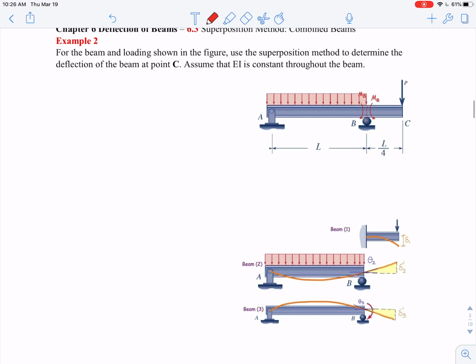You can split it into 3 beams as shown here. This is beam 1, beam 2, and beam 3. For beam 1, you just need to use a simple equation to calculate the deflection delta 1. For beam 2 and beam 3, you calculate these 2 theta values and use these 2 triangles to find out the other 2 components of the deflection. Then add them together, and it will solve the problem. Let's look at beam 1 first.